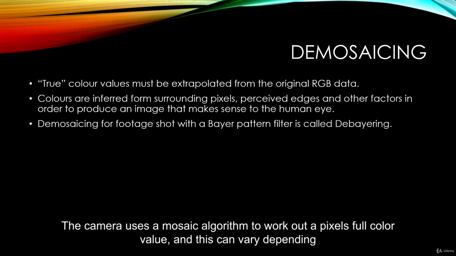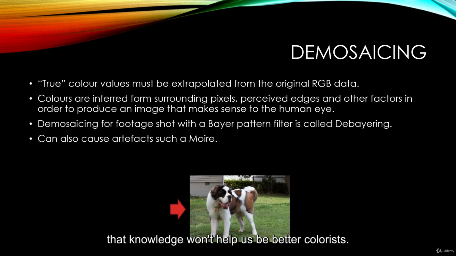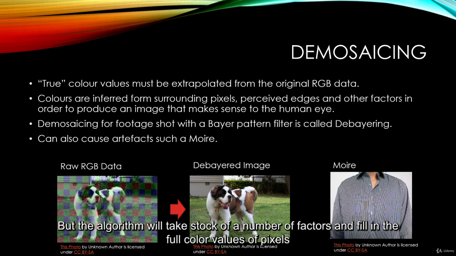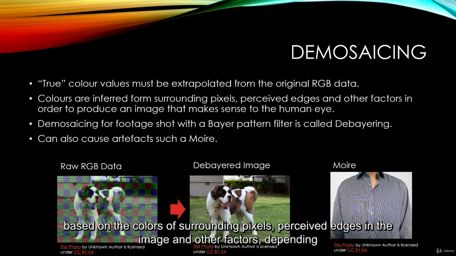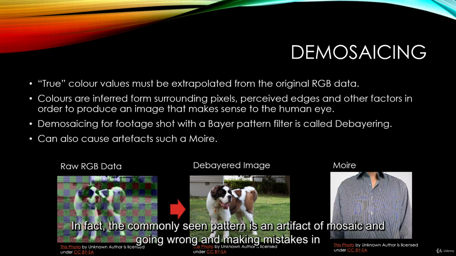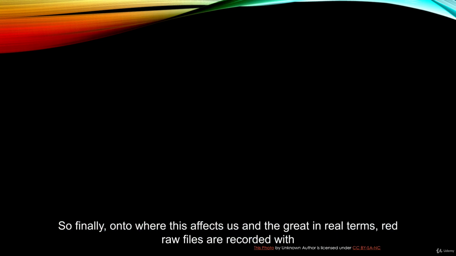The camera uses a demosaicing algorithm to work out a pixel's full colour value, and this can vary depending on a number of things. We're not going into the nitty-gritty of how a demosaicing algorithm actually arrives at its conclusion, because that knowledge won't help us be better colorists. But the algorithm will take stock of a number of factors and fill in the full colour values of pixels based on the colours of surrounding pixels, perceived edges in the image, and other factors depending on that camera. Now, these algorithms aren't perfect. In fact, the commonly seen moire pattern is an artifact of demosaicing going wrong and making mistakes in areas of high-density, fine detail.